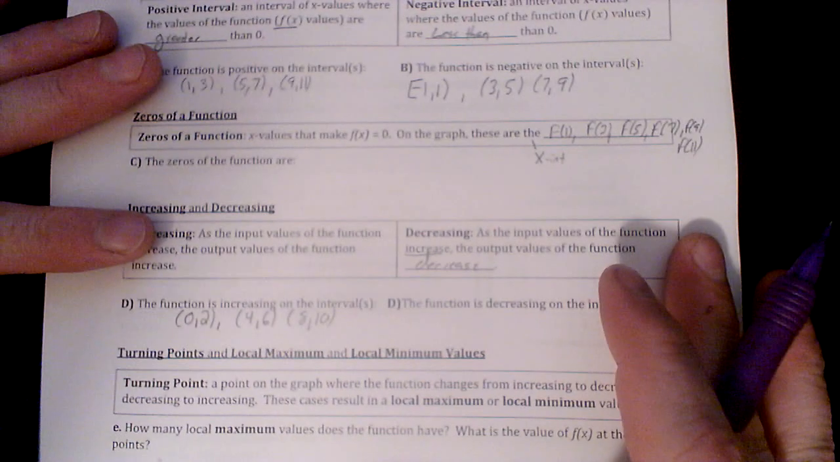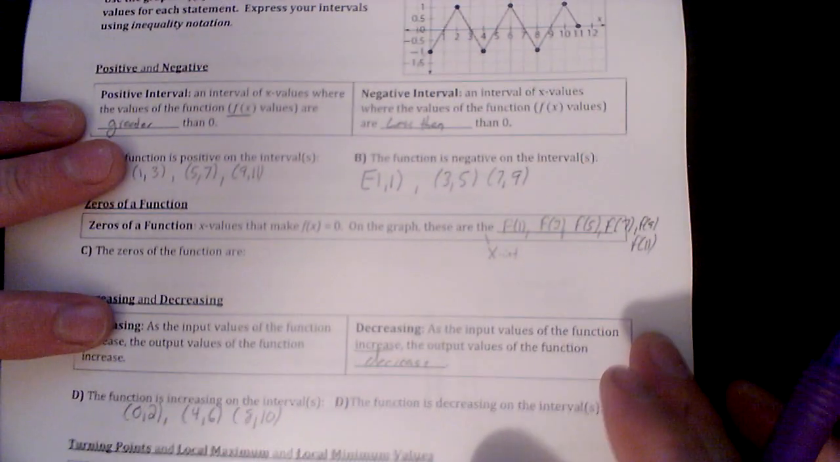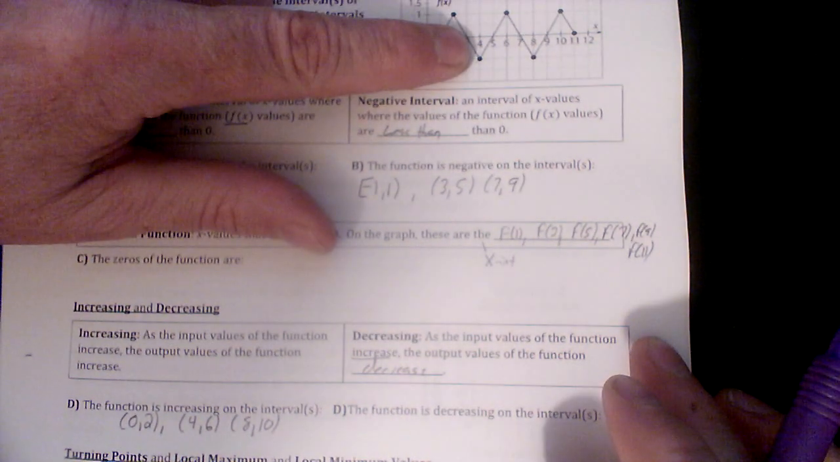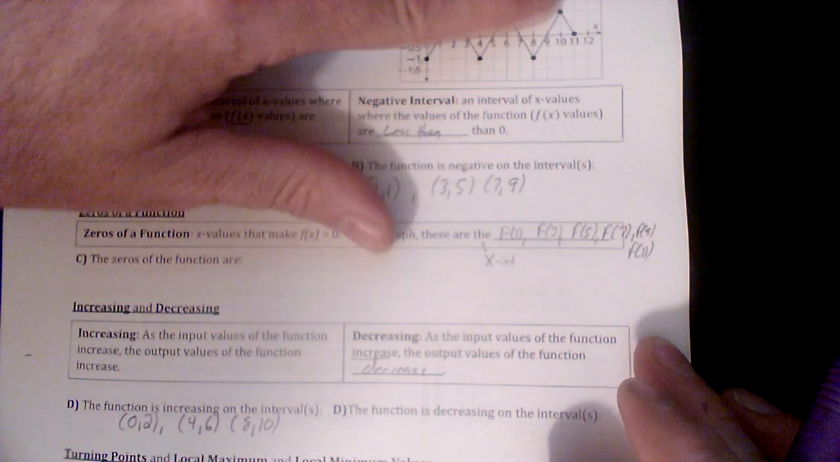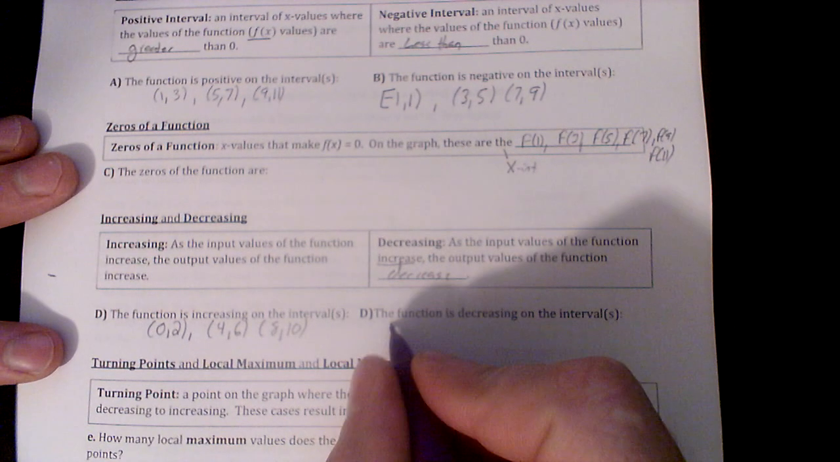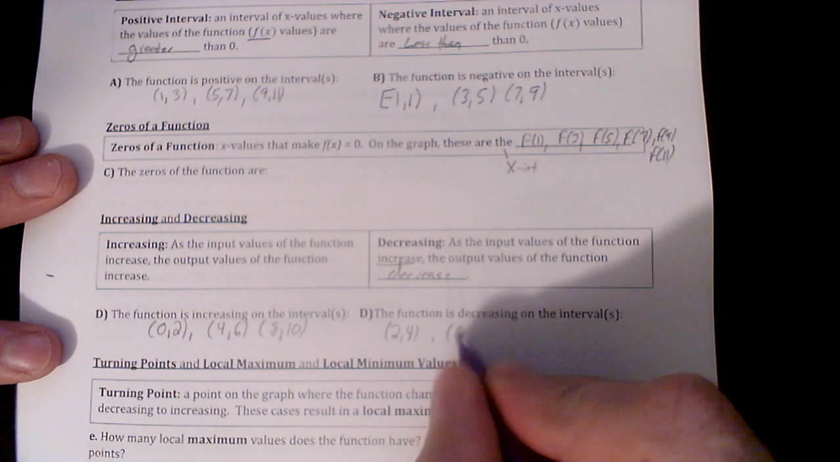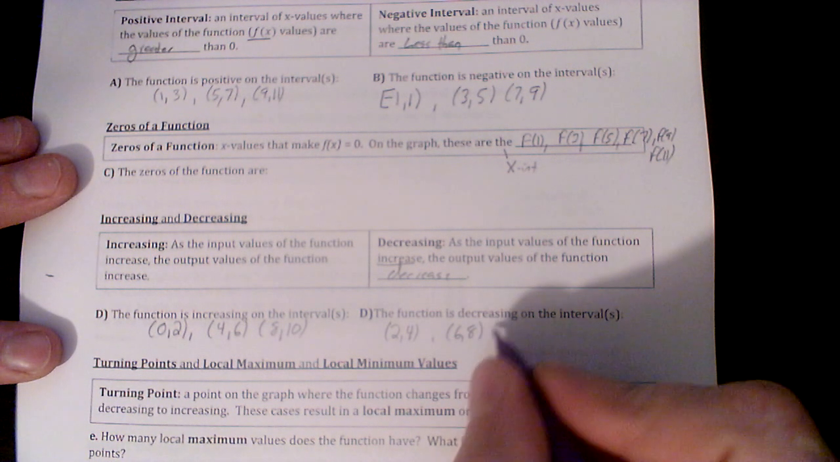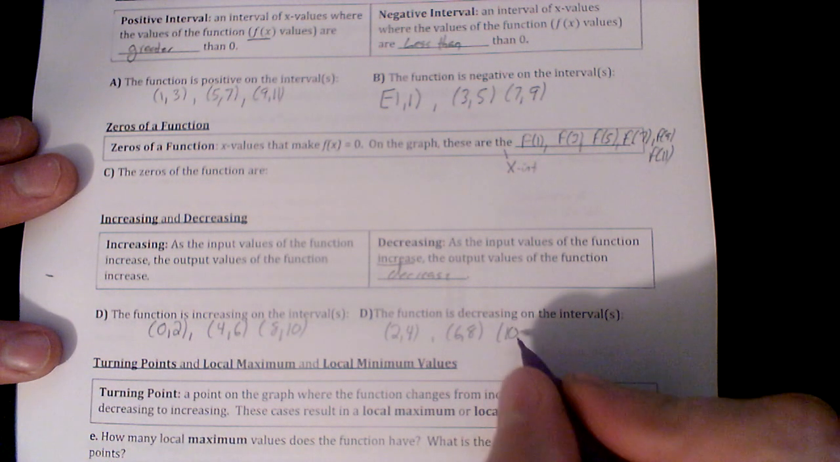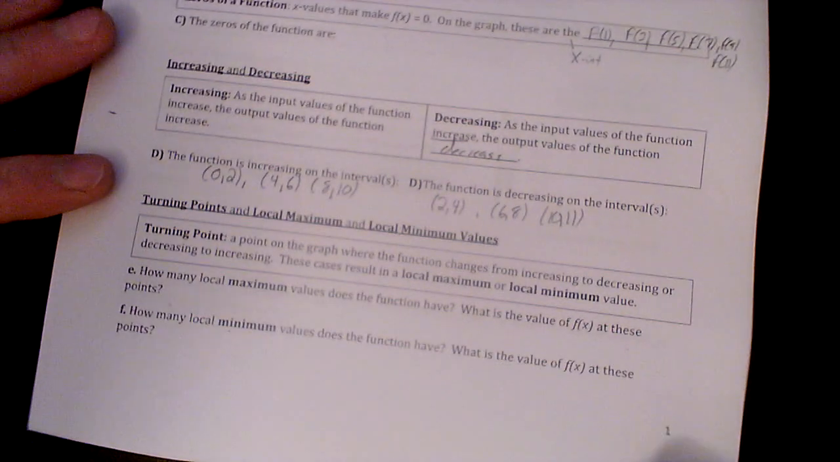When I come down here, I'm decreasing every time the line's going down. So we can see 2 to 4, 6 to 8, 10 to 11. So I'm going to go 2 to 4, 6 to 8, 10 to 11.